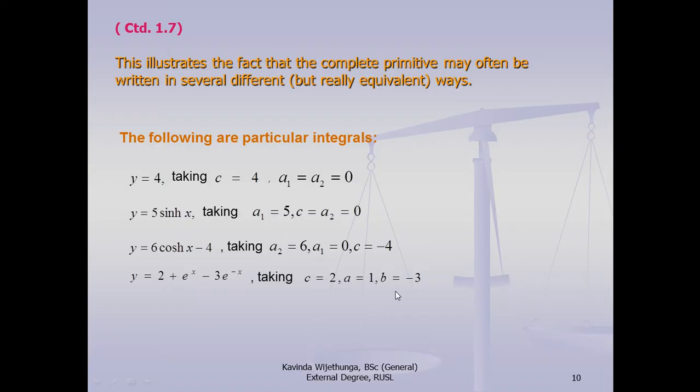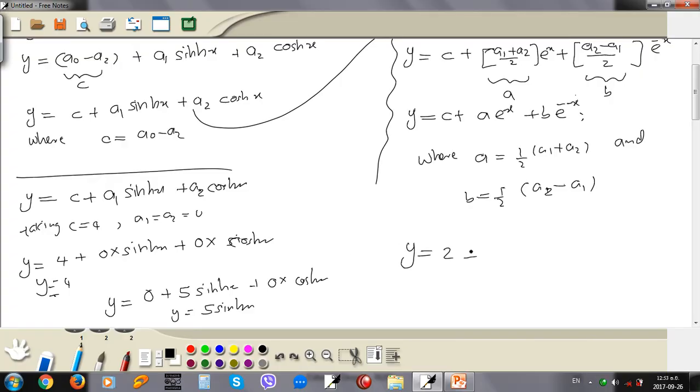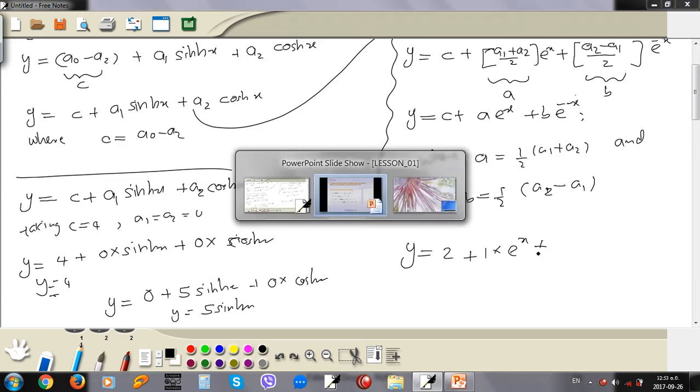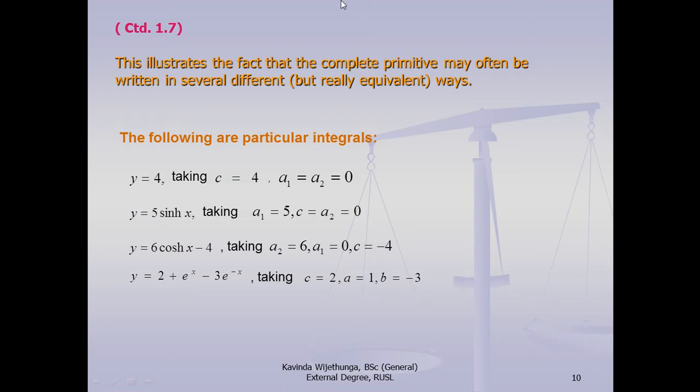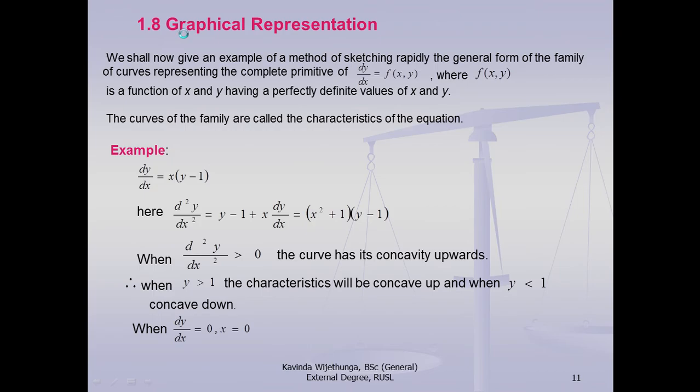And also, this is substituted in the other equation: given c equals 2 and a equals 1, into e to the power x, and b equals minus 3, meaning minus 3 e to the power minus x. So y equals 2 plus e to the x minus 3 e to the power minus x. That's how it is created. These are particular integrals. Okay, then the graphical representation.